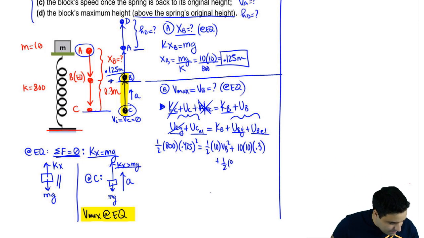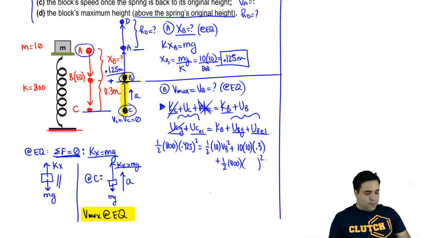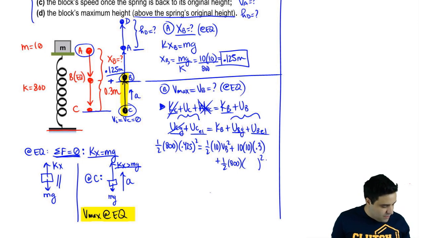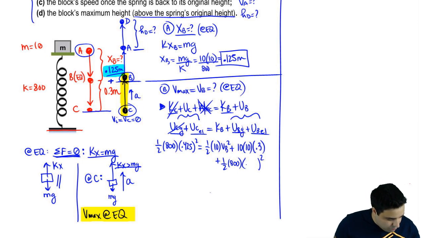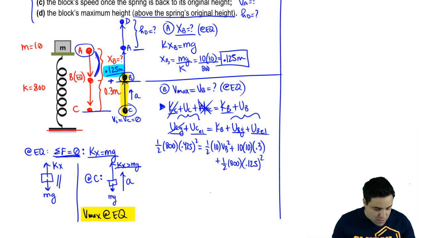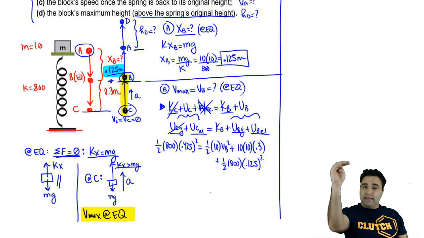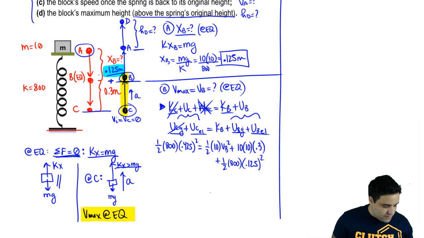Half K X squared. What is the compression of the spring at point B? Look at the diagram and tell me what the compression of the spring at point B is. So hopefully you said it is 0.125, right? This is the compression. So the height is this, but the compression is this. The height is relative to the bottom, and the compression is relative to the original length, right? So those are distinct numbers.